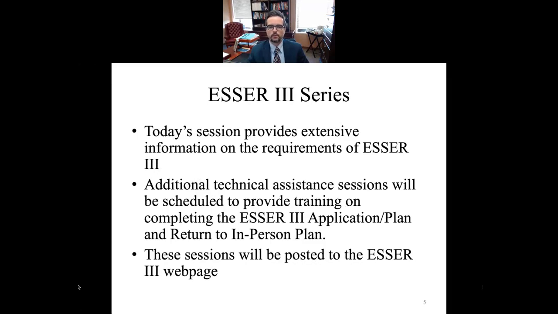Today's session is going to be one of a series of technical assistance sessions that the Department of Education provides. Because of the amount of the money that is being provided through ESSER 3, we decided to break it up into what we hope is much more manageable components. So today's session is going to provide you extensive information on all the requirements of ESSER 3.